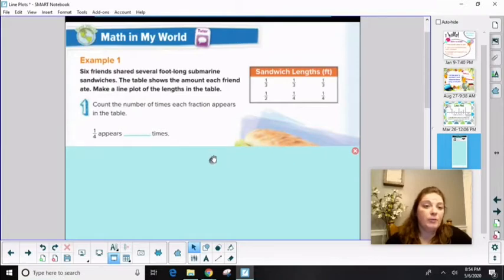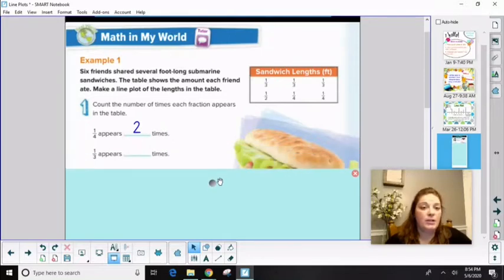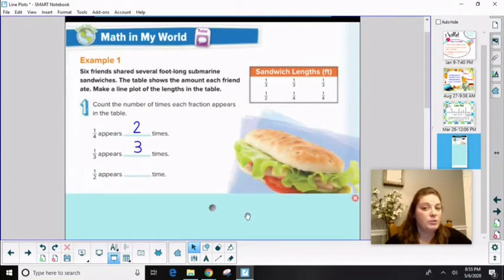So let's count the number of times that each fraction appears in the table. How many times do you see 1/4 of a foot? Yep, I got 2. How many times do you see 1/3 of a foot? I see 3. How many times do you see 1/2 of a foot?